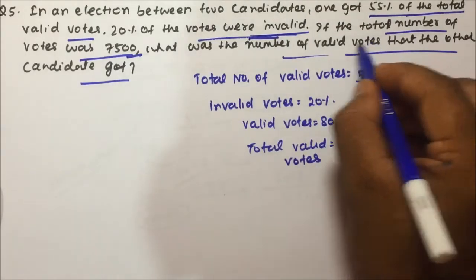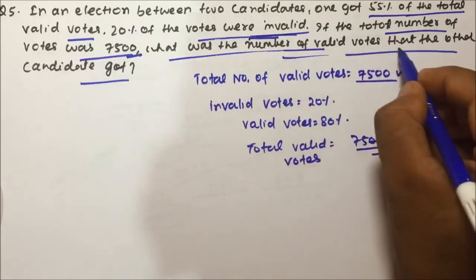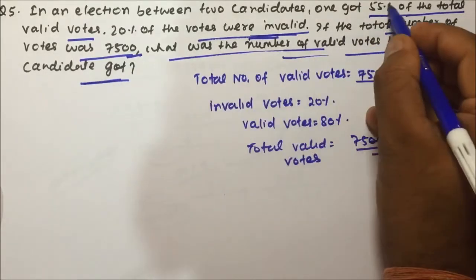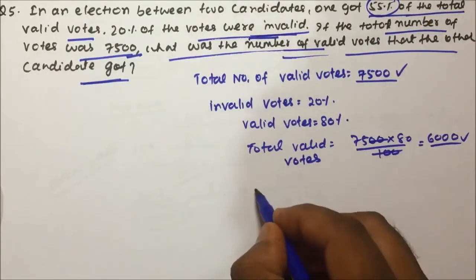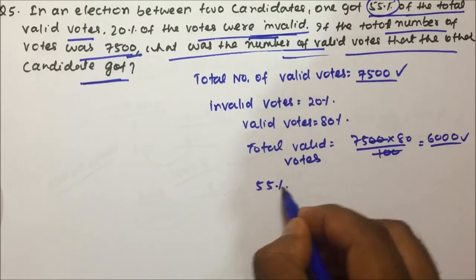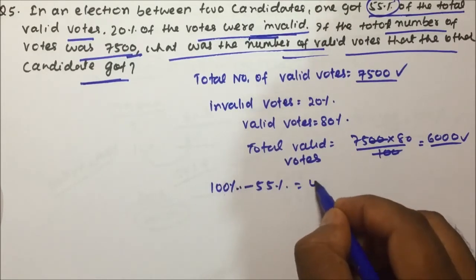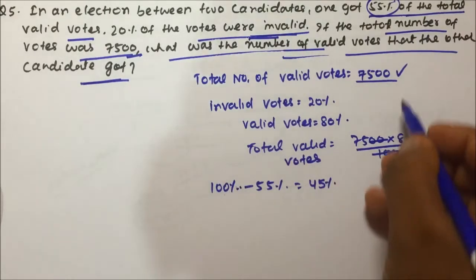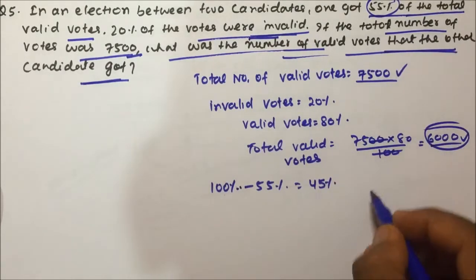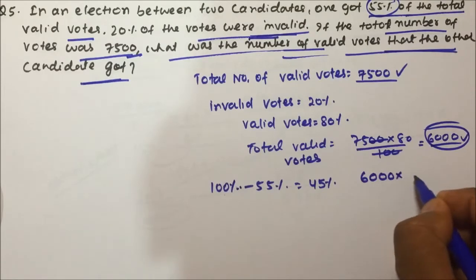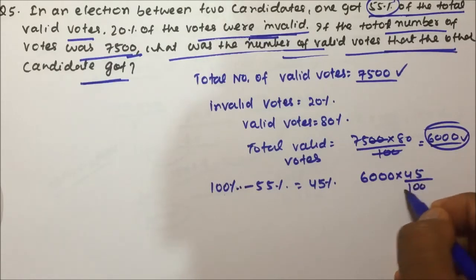Now, what was the number of valid votes that the other candidate got? See, one candidate is getting 55%. So another candidate will get 100% minus 55%, which is nothing but 45%. So how many votes did the other candidate get? Which is nothing but 45% of that.